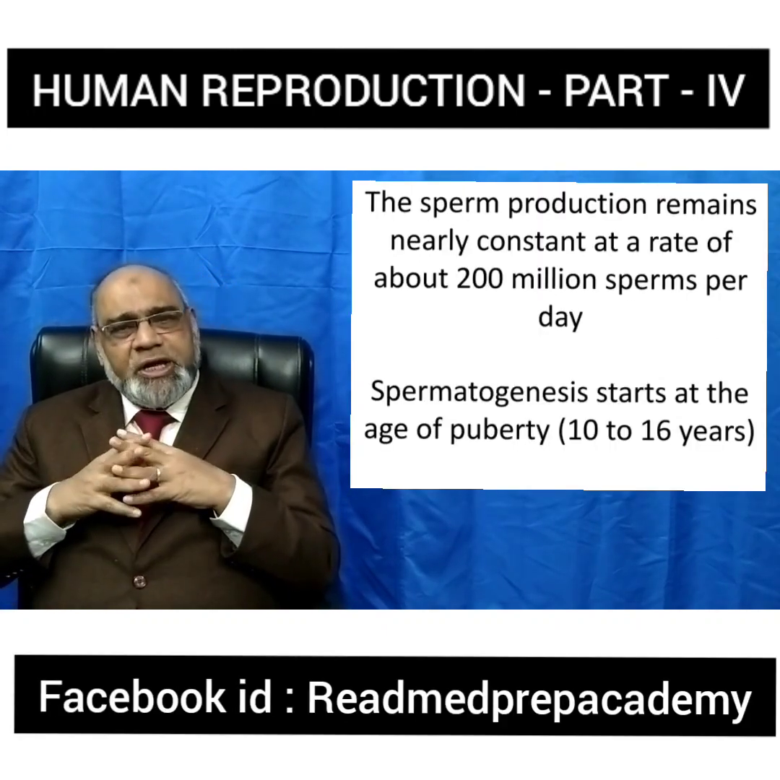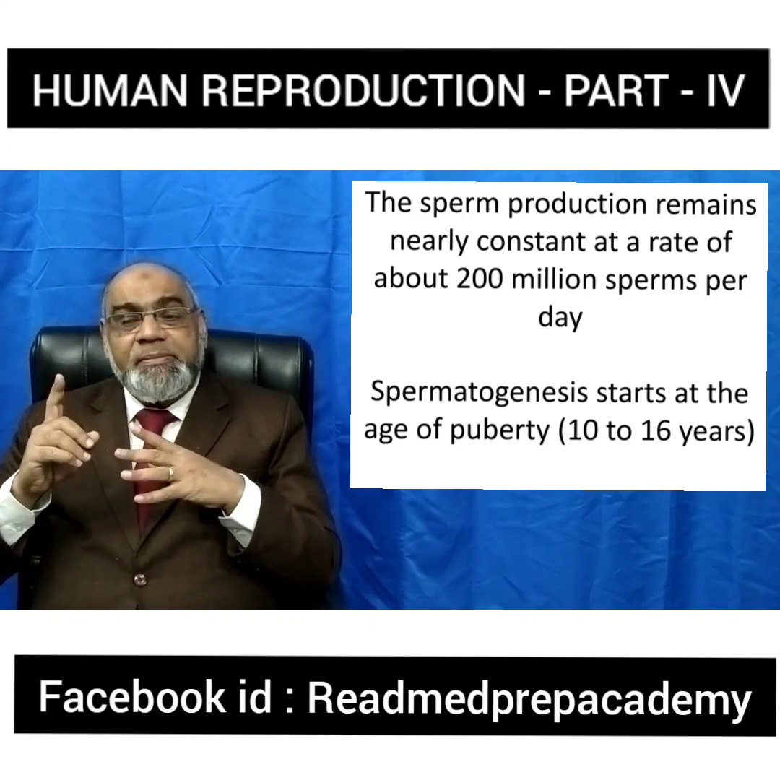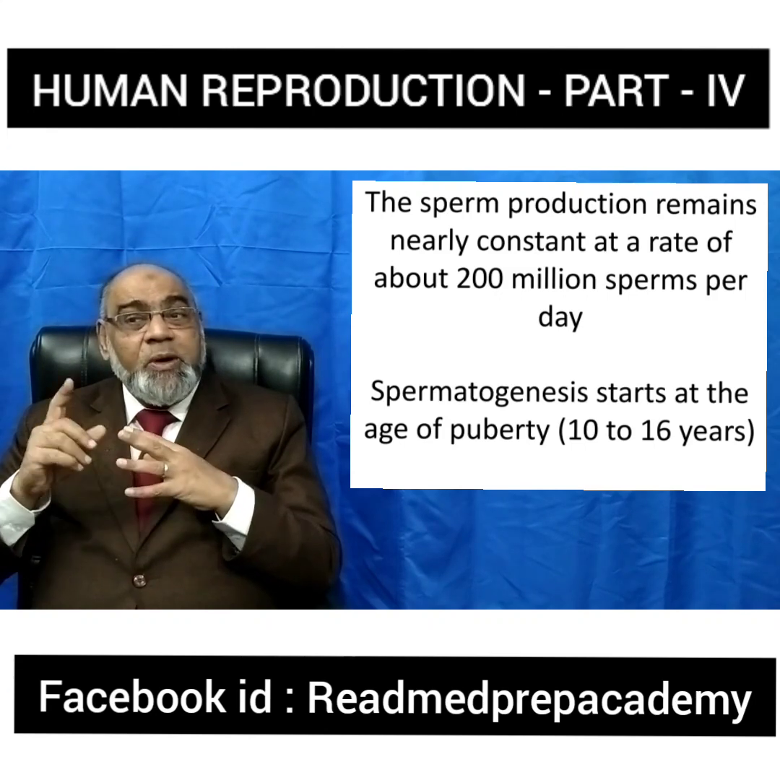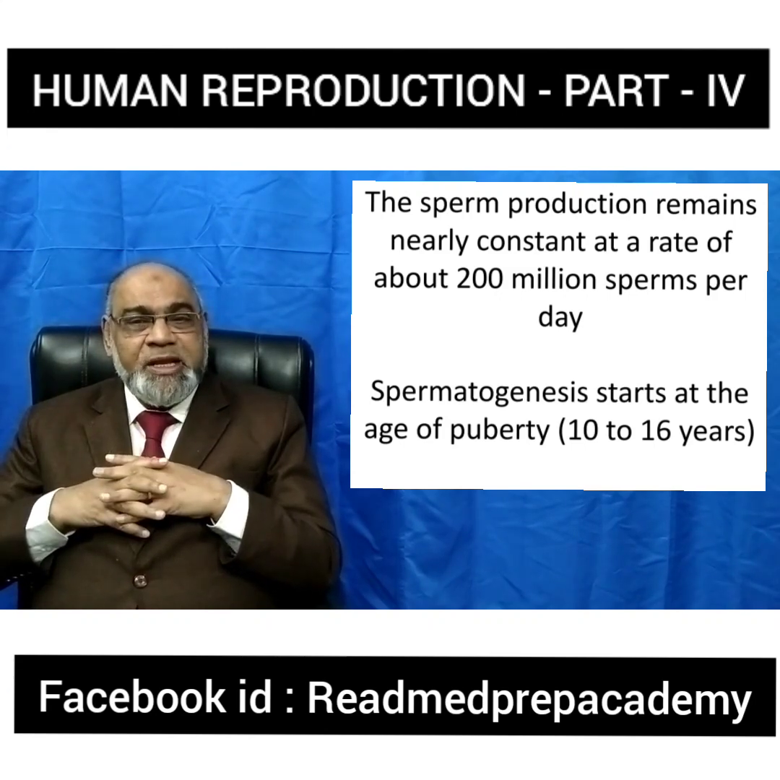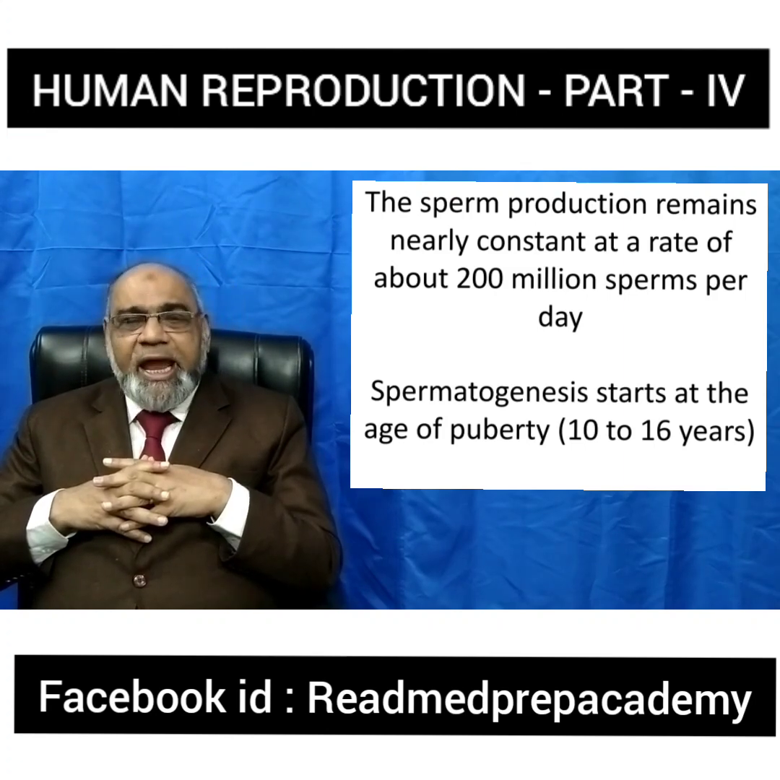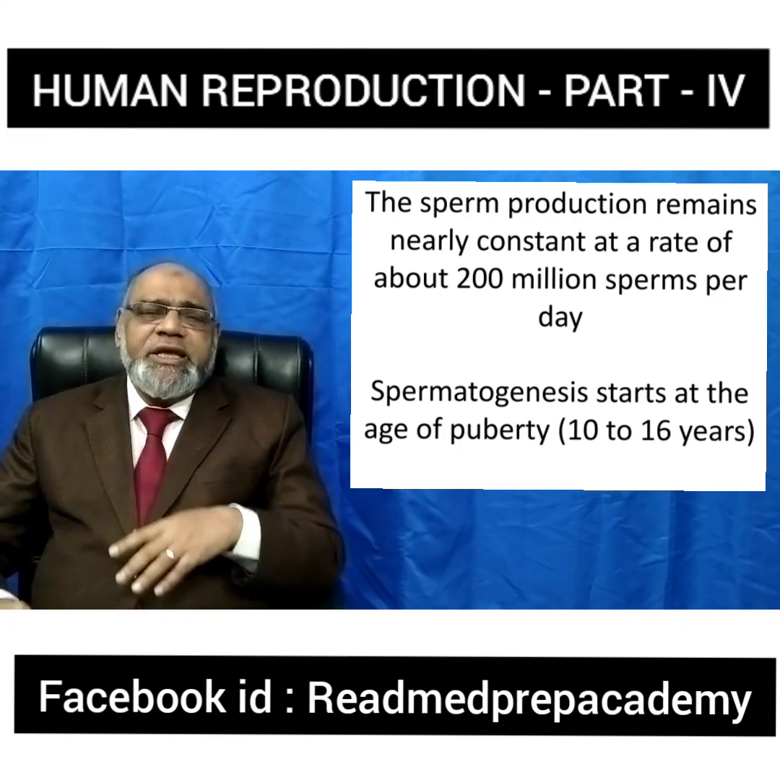The sperm production remains constant at a rate of 200 million sperms per day. How many sperms are produced per day? 200 million sperms. And when does spermatogenesis start? It usually starts at the time of puberty in males, at the age of around 10 to 16 years.